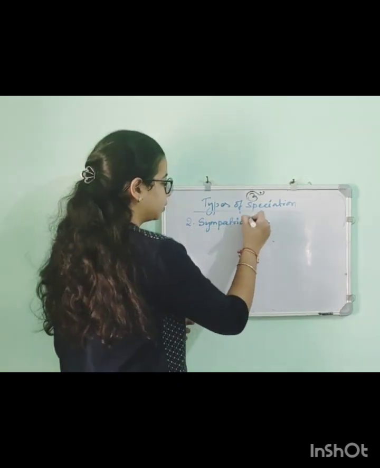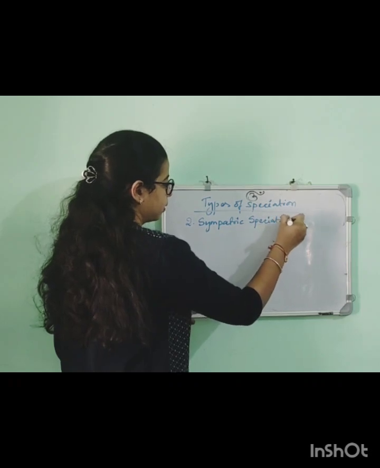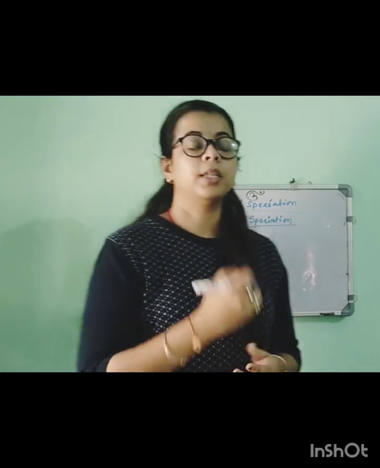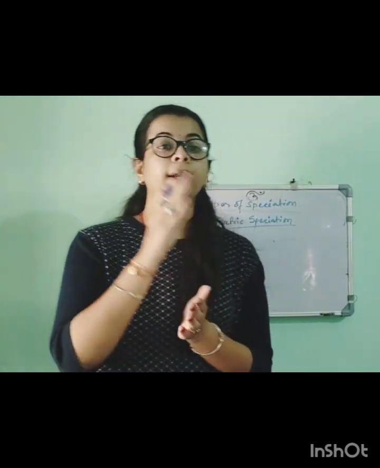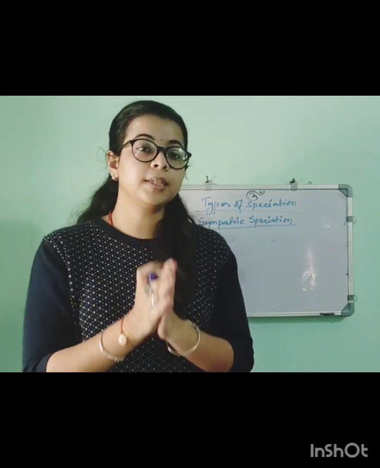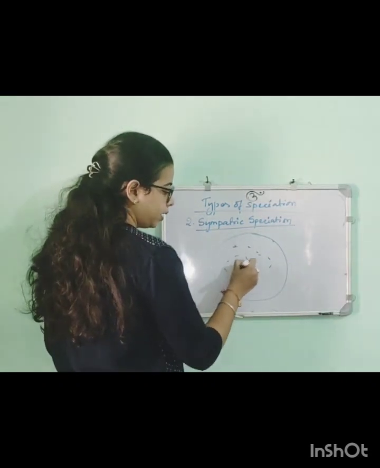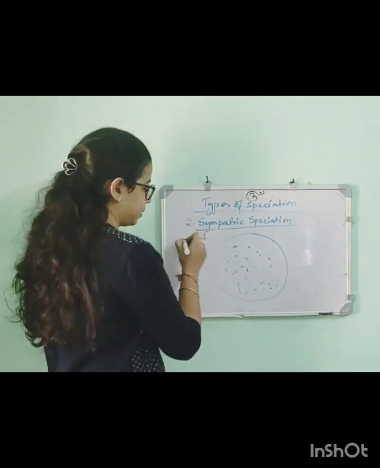Sympatric speciation. Sympatric speciation is the speciation which is caused due to genetic difference while living in the same area. This is an area where many individuals were living. Sympatric means same place.